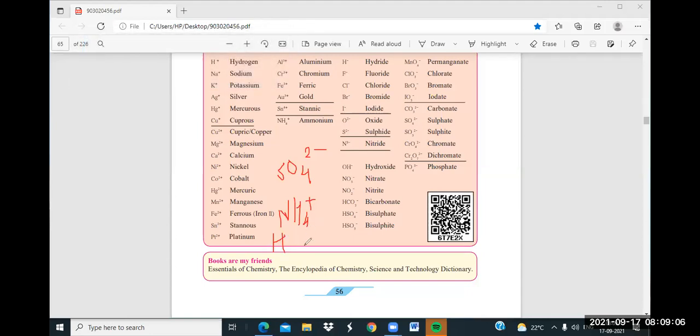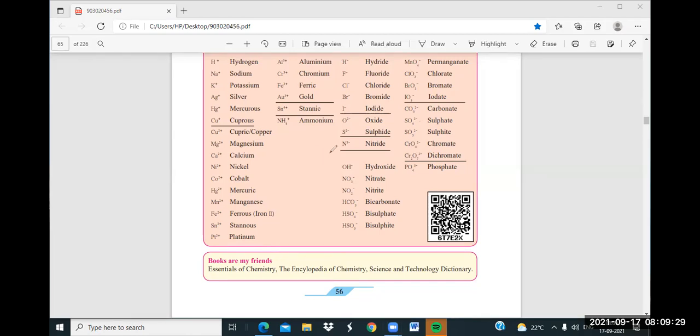Like this, we can write H2SO4 is also basic. Sir, what you told about basic radicals? Basic radicals is where we have seen, it shows the basic nature. Like this H+, sodium.